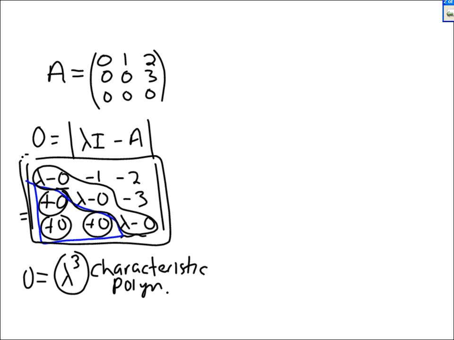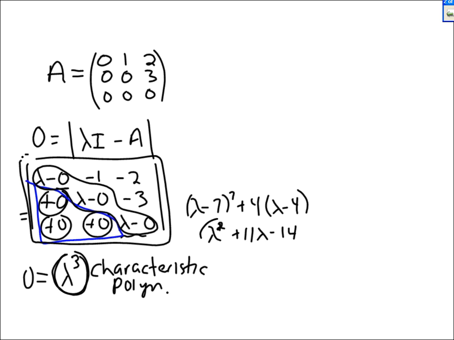You should clean this up as much as you can. In other words, if you got lambda minus 7 squared plus 4 times lambda minus 4, you should multiply it out and get something like lambda squared plus 11 lambda minus 14. I'm probably wrong, but that would be what you would call the characteristic polynomial. Don't use the unsimplified one.